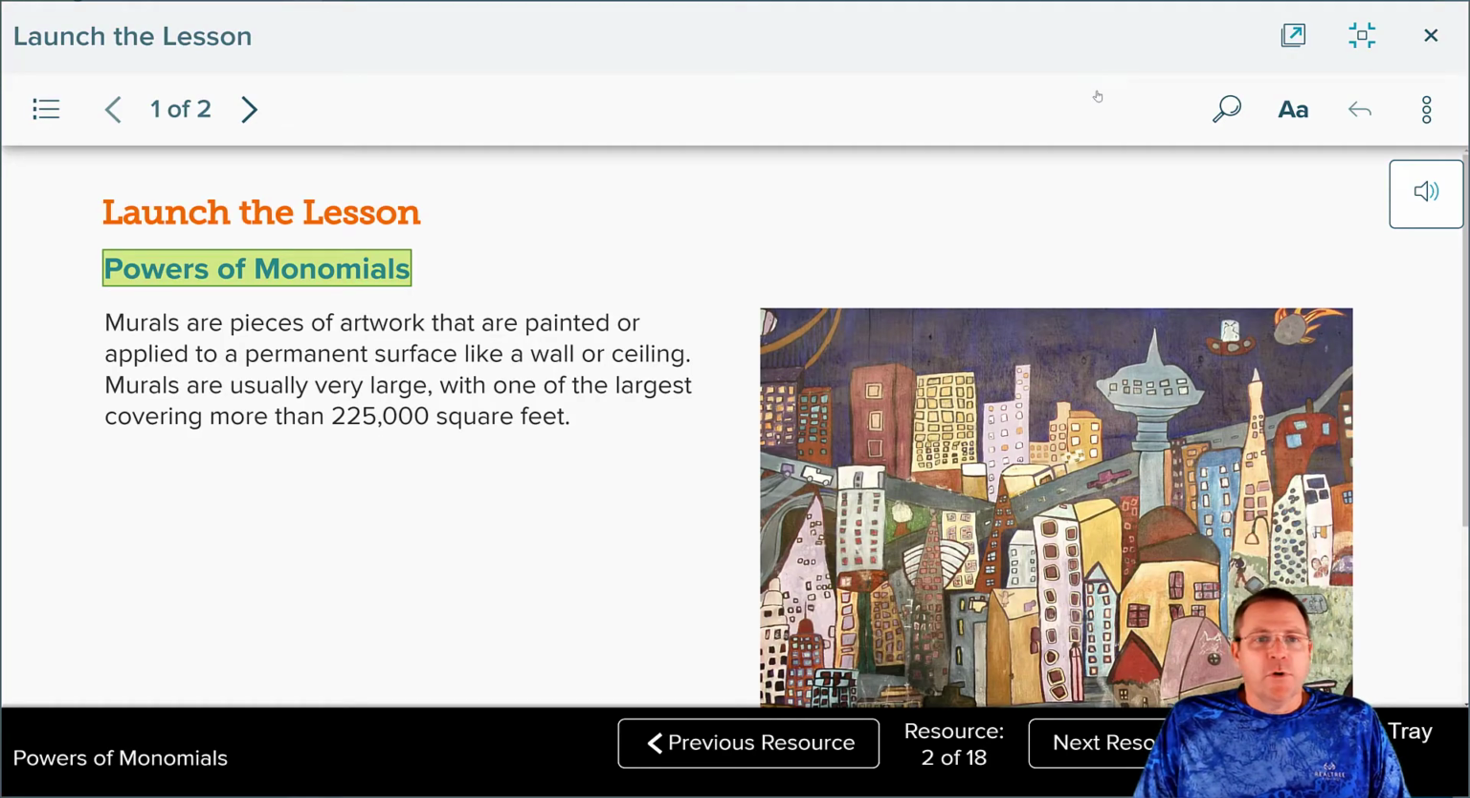Murals are pieces of artwork that are painted or applied to a permanent surface like a wall or a ceiling. Murals are usually very large, with one of the largest covering more than 250,000 square feet.